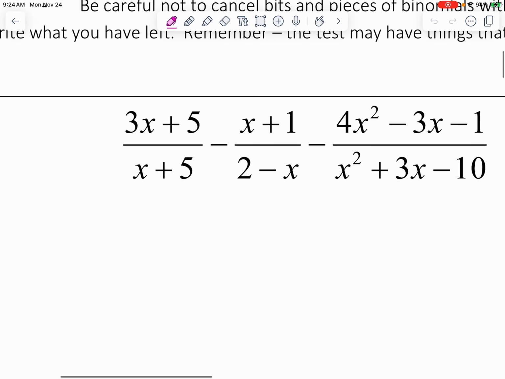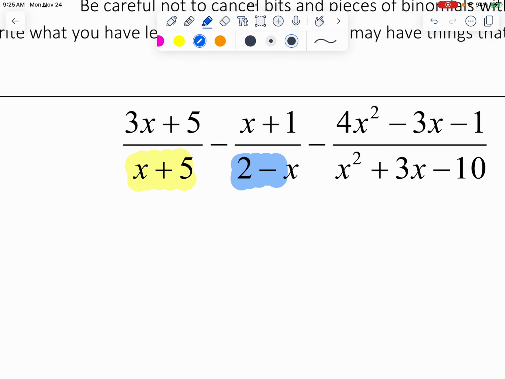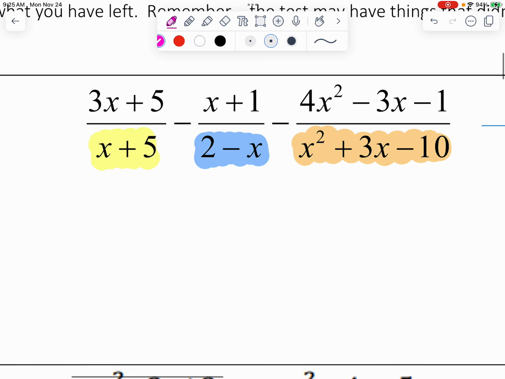So step 1, always factor your denominators. That first denominator does not factor. How about I do this? Anything that does not factor today, I'll put in yellow. The second denominator does factor, and the third denominator does factor. I'm going to try to do some colors with you, okay? So I'm asking that you please pause the video and factor the orange and the blue.